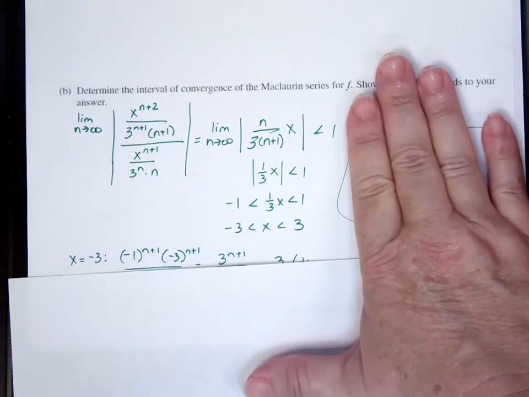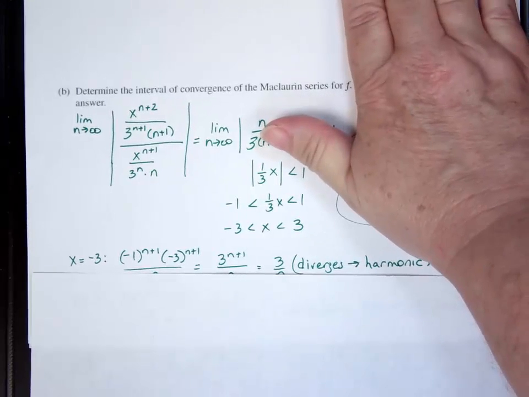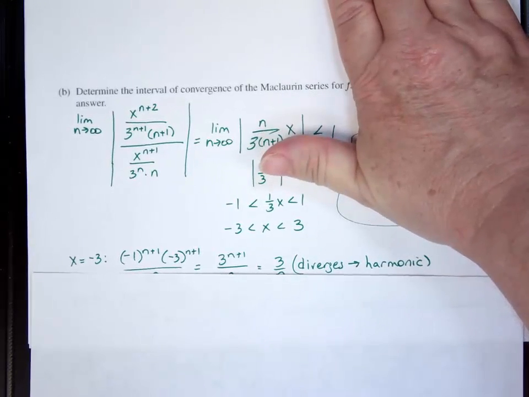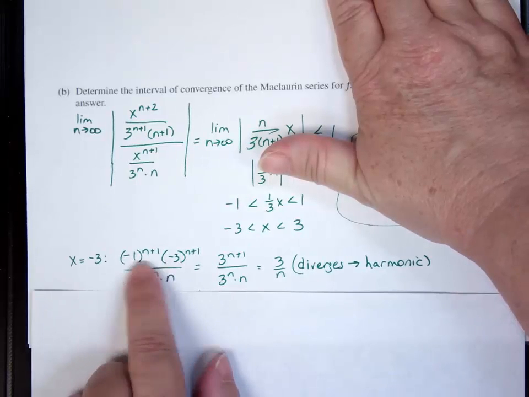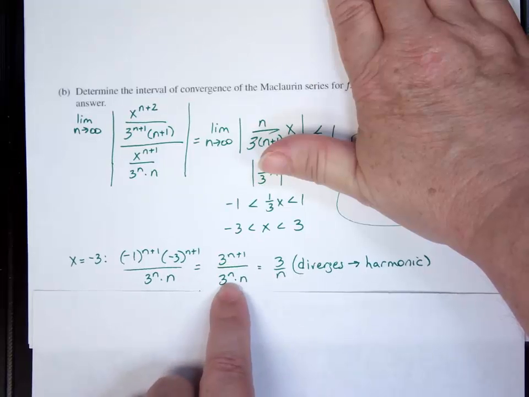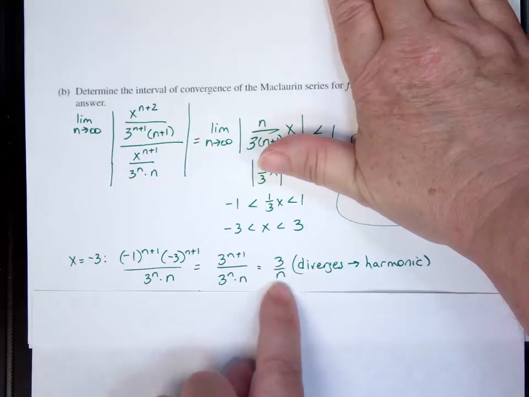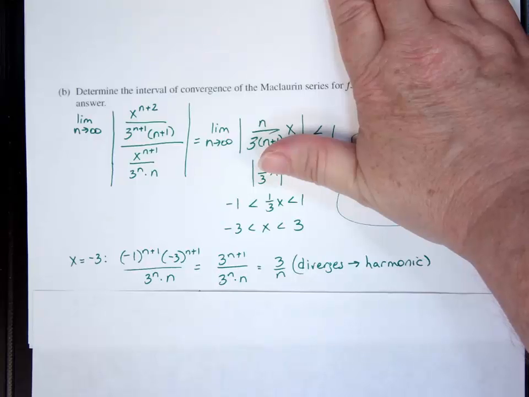So, negative 3, when you plug it in, you get negative 1 to the n plus 1, negative 3 to the n plus 1, over 3 to the n times n. And so, these two multiply together because their exponents are the same. So that's positive 3 to the n plus 1 over 3 to the n times n. This cancels this, leaving a single 3 on top over n. That diverges because it's harmonic. So I immediately know that's going to be divergent.